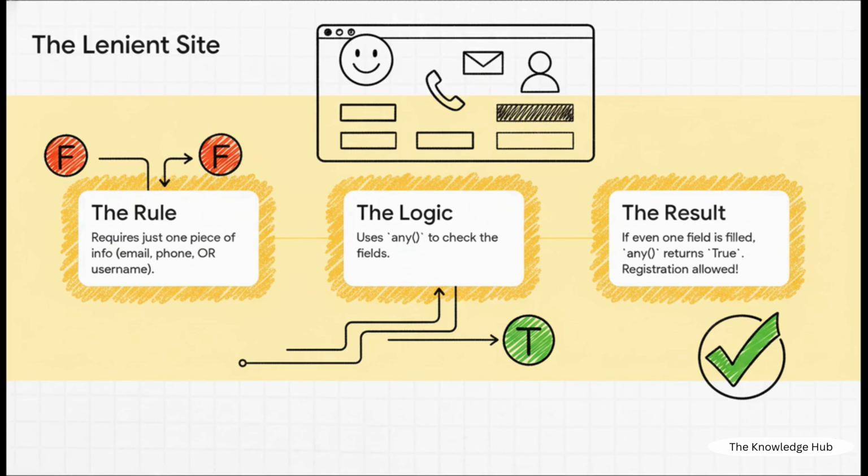Its rule is just give us an email, or a phone number, or a username. It only needs one. So behind the scenes, that website's code is using any on those form fields. So let's say you leave the email field blank, that's false, and you leave the username blank, that's also false. But then you type in your phone number, boom, that's true. The any function sees that one true value, it stops looking and immediately says, true, registration successful.